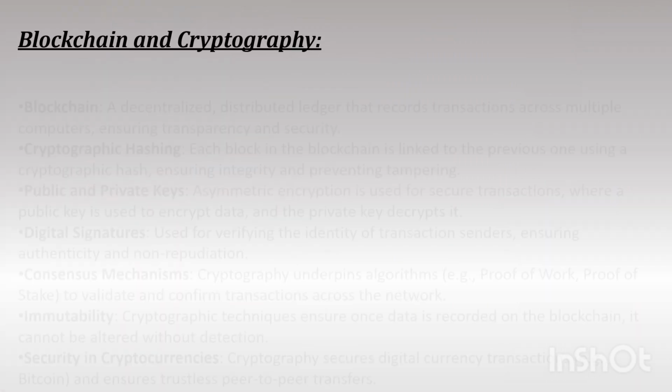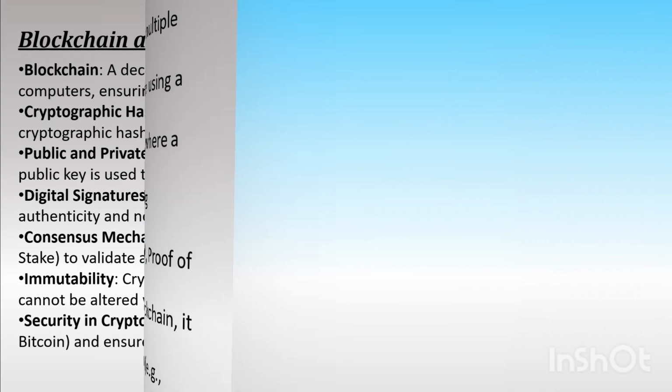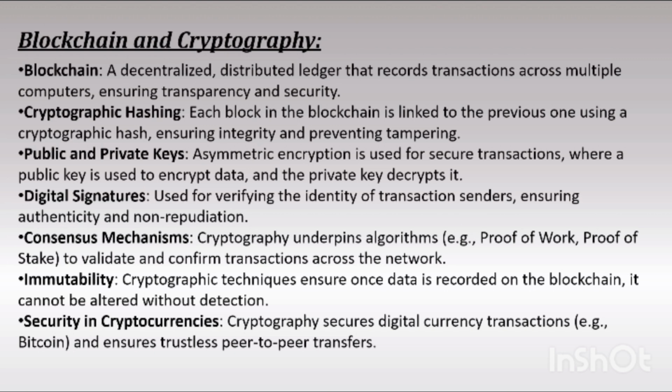Now we will discuss how blockchain and cryptography are connected. First of all, what is blockchain? A decentralized distributed ledger that records transactions across multiple computers, ensuring transparency and security. It is a ledger that records transactions in computers while ensuring that it is secure and authenticated. It involves cryptographic hashing.